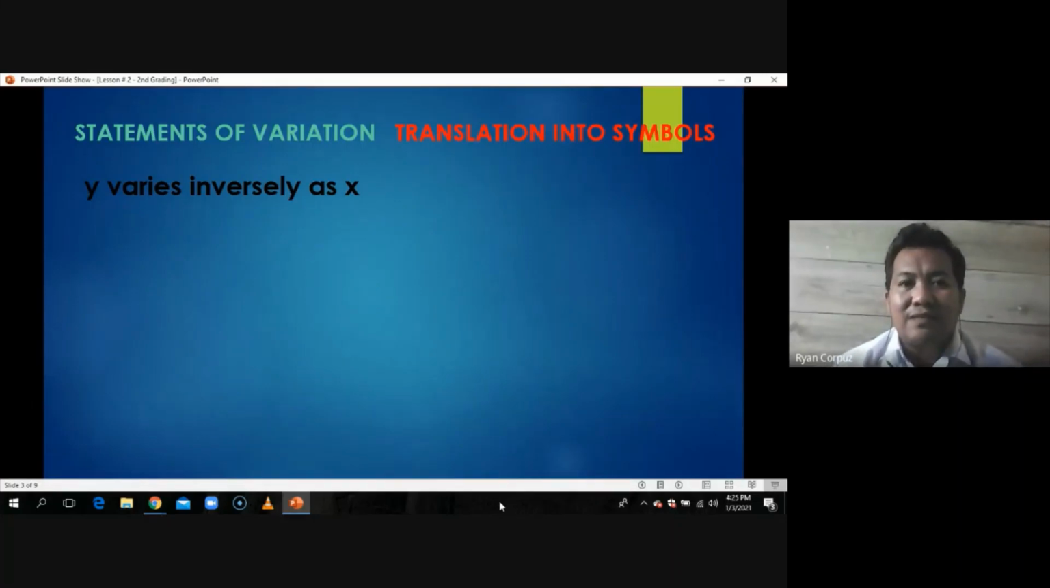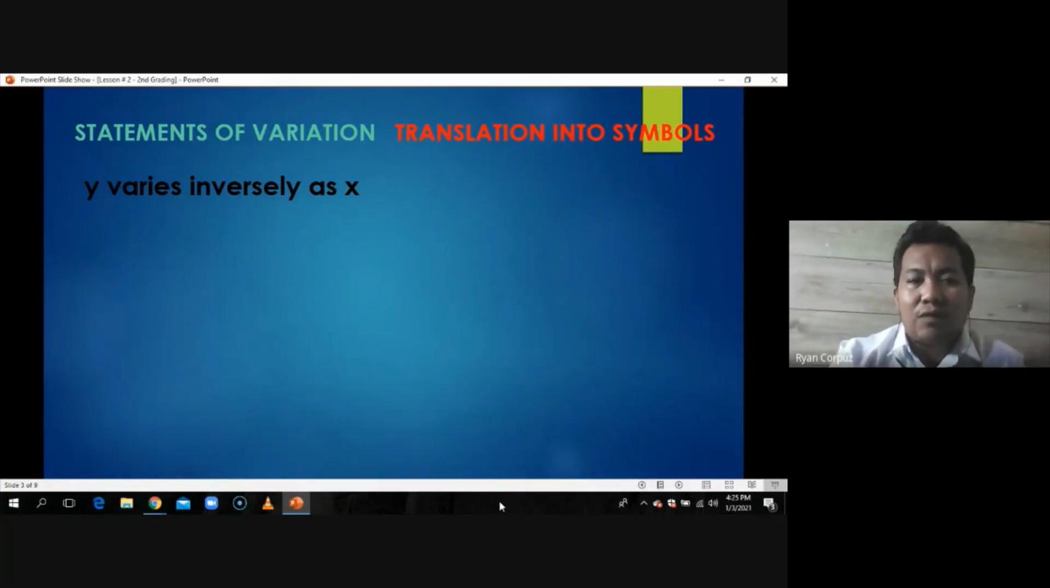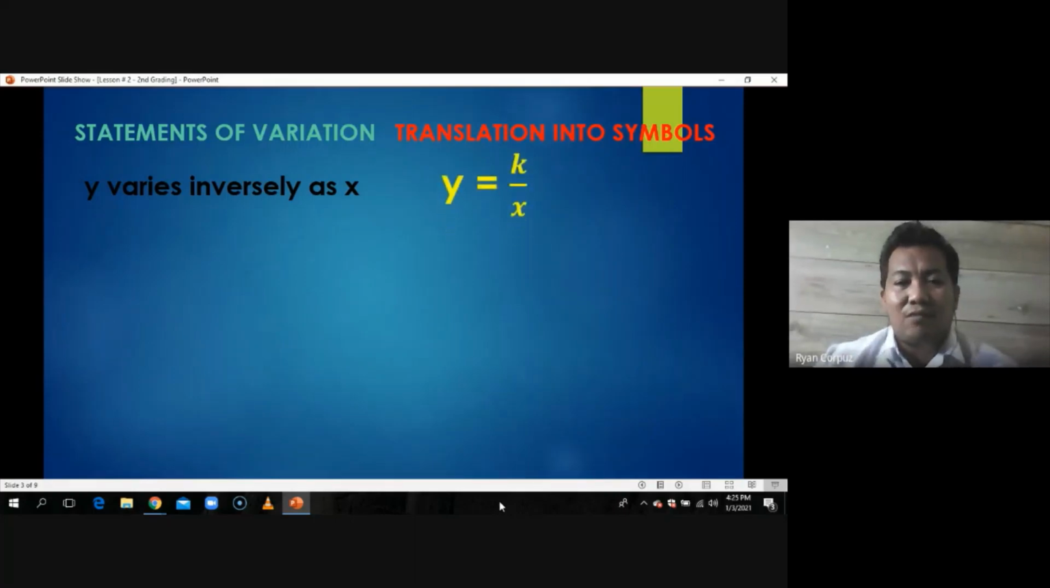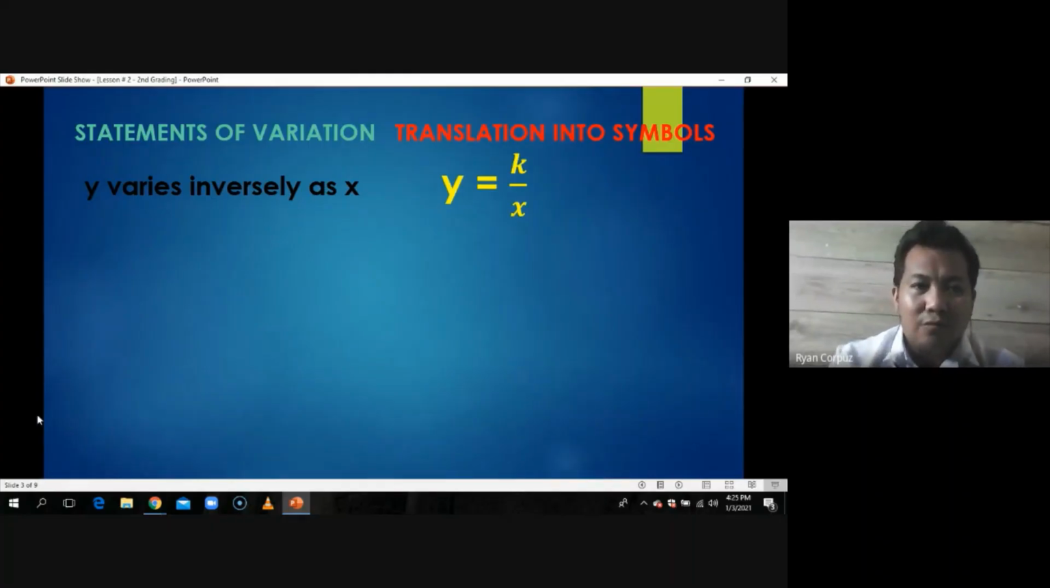So y varies inversely as x. So paano yun? If we're going to translate y varies inversely as x the same as we read it, it will be y is equal to k over x. Ito yung sinasabi natin na this time, ratio yung una bago yung product. So of course, yung unang binanggit mong variable will be on the left side. Then yung pangalawang variable would be on the denominator part. Then ano yung nasa numerator? Yun yung constant of variation o yung k.